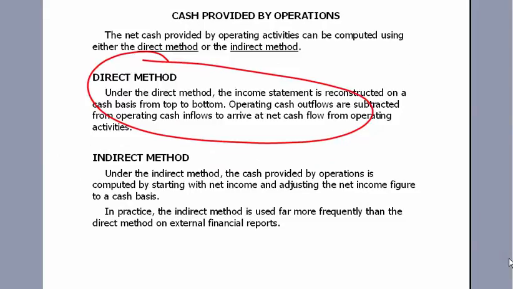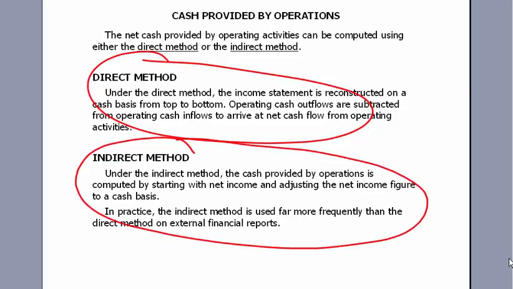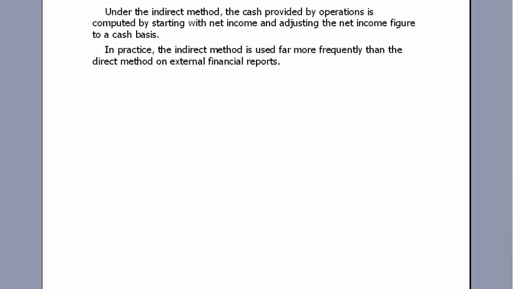The problem is that if you do the direct method, you must do the indirect method to prove the numbers from the direct. So most companies turn around and say, well, if we have to do both methods, we might as well just do the indirect and be done with it. So that's what most companies do.